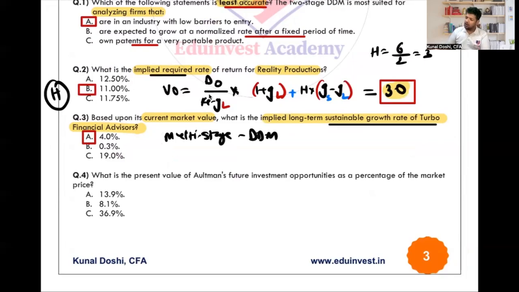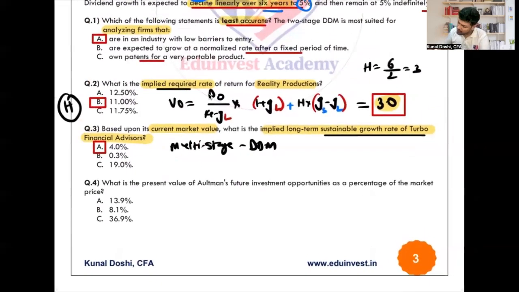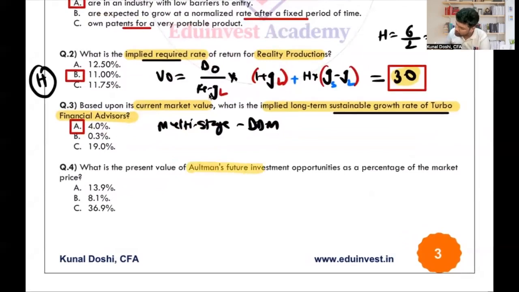Dividend discount model. Okay. Next, what is the present value of Altman's future investment opportunities as a percentage of the market price? Can someone tell me what this means? Future investment opportunity as a percentage of market price. What exactly are they talking about? They are talking about present value of growth opportunity. Yes, present value of growth opportunity. This is derived from V0.